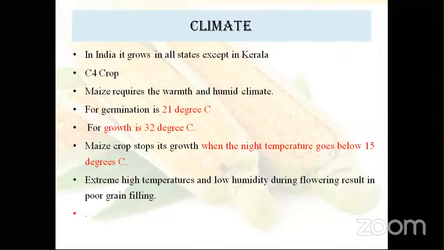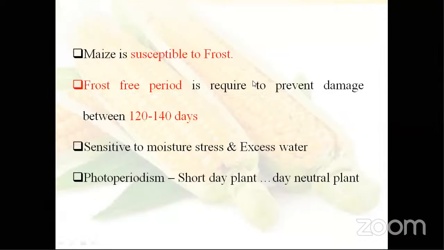Then extreme high temperature and low humidity during flowering result in poor grain yield. During the flowering, pollination and fertilization stage, if there is extreme temperature, very high or very low, and low humidity, it causes poor grain filling and further reduces the yield. Then maize is susceptible to frost. What is frost? Frost-free period is required for the maize crop.